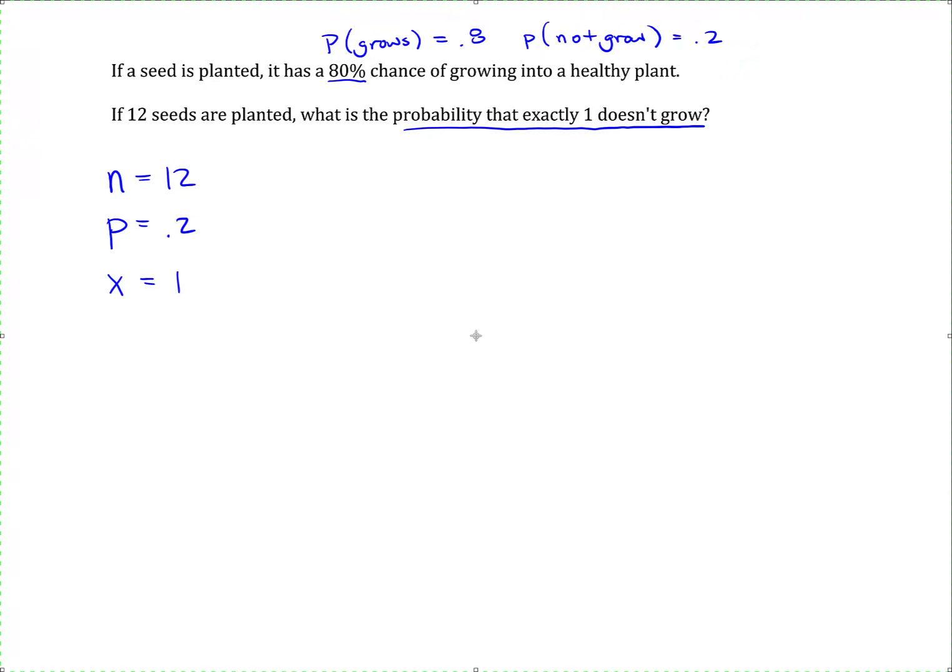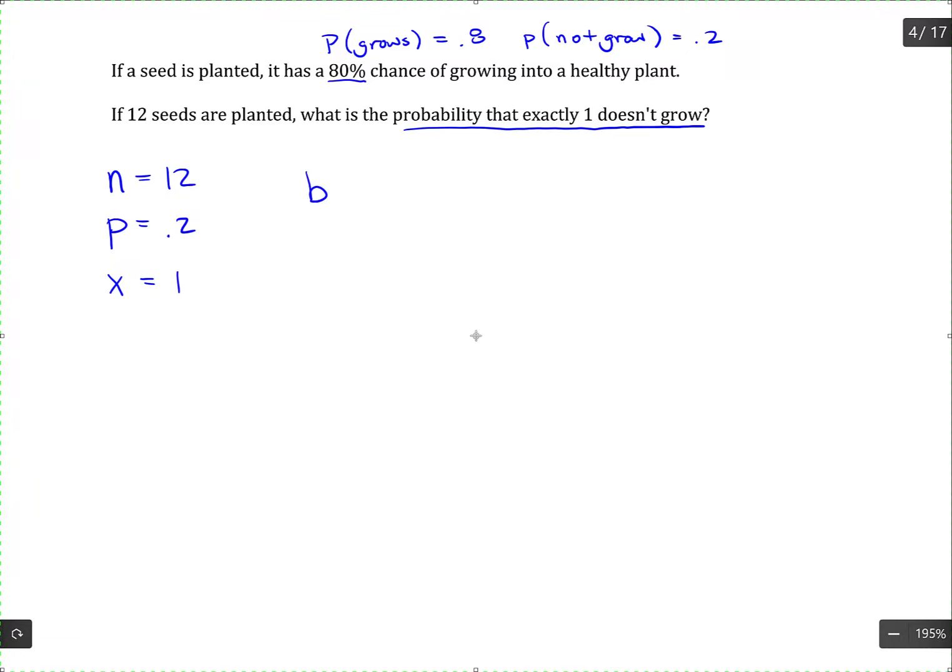Now, you might be thinking, why wouldn't the probability just be 0.2? Well, the reason it's not 0.2 is because that would be the probability that one seed out of one trial doesn't grow. But we have 12 different trials, and there's only a 20% chance that it doesn't grow on each individual trial. So if we had 2, we would have 0.2 times 0.2, which would be a much smaller probability. So that we have multiple seeds that we are observing changes the probabilities.